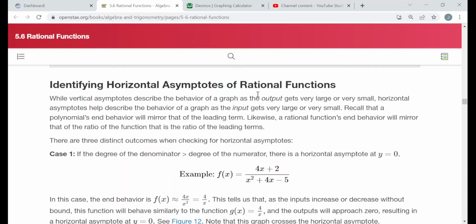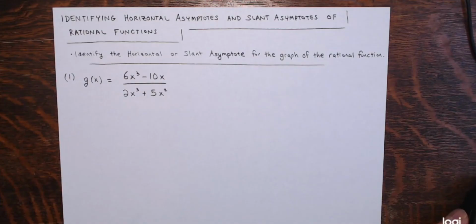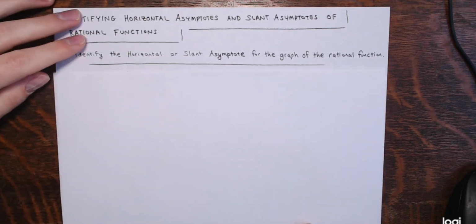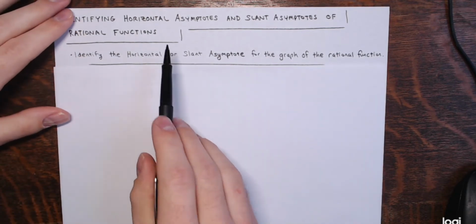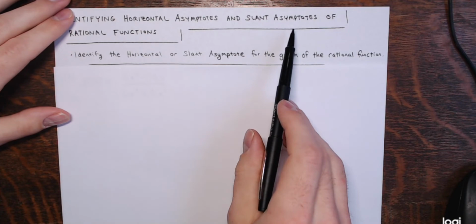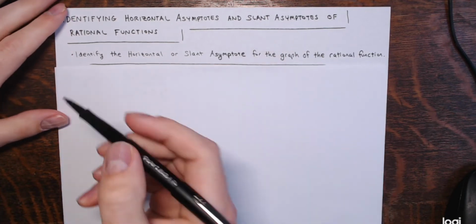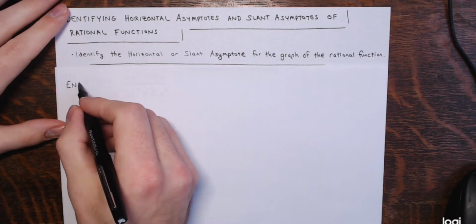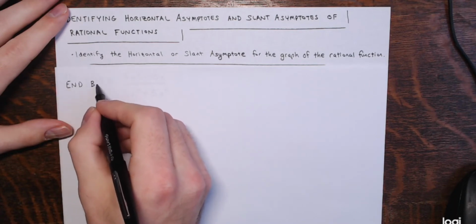Okay, so I have some examples written out, but before I go into them, I want to talk about horizontal asymptotes and slant asymptotes in my own way this time. Really what we're talking about here is the end behavior of a rational function.